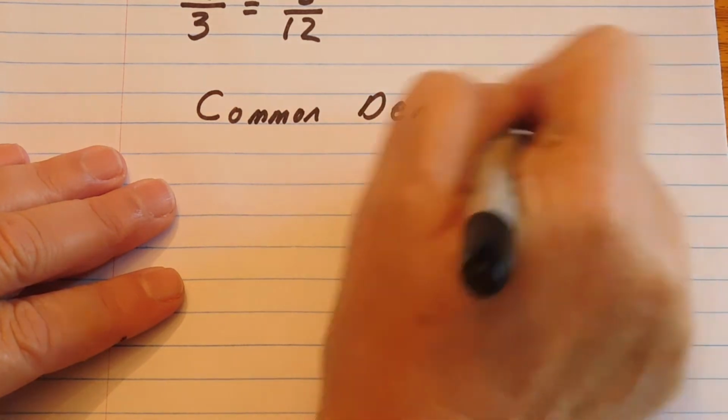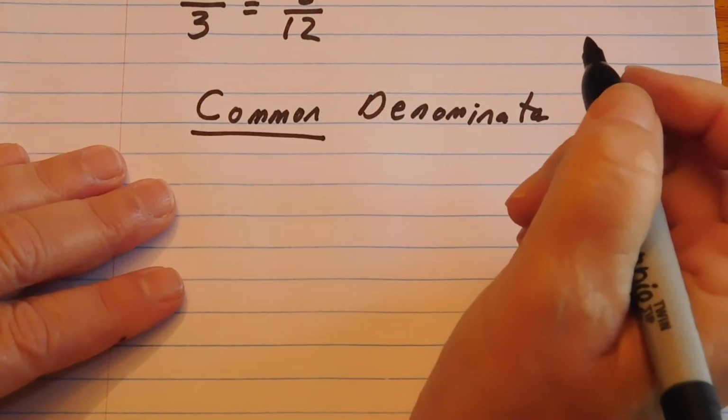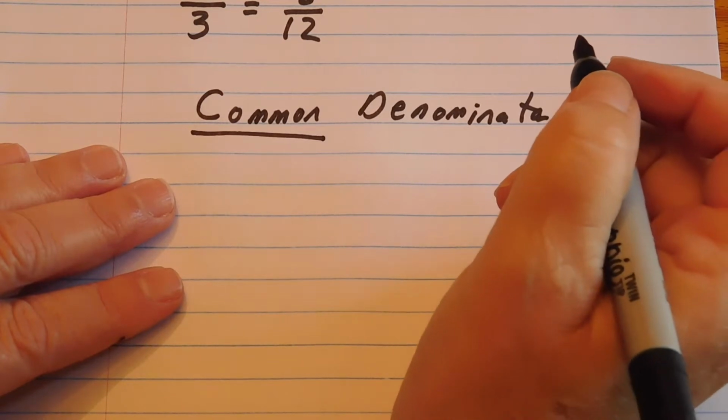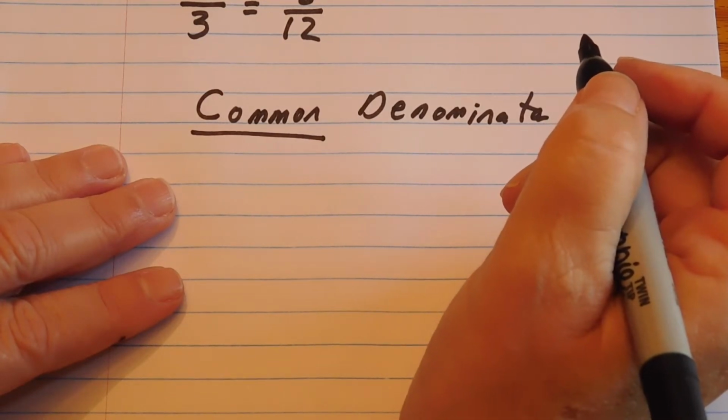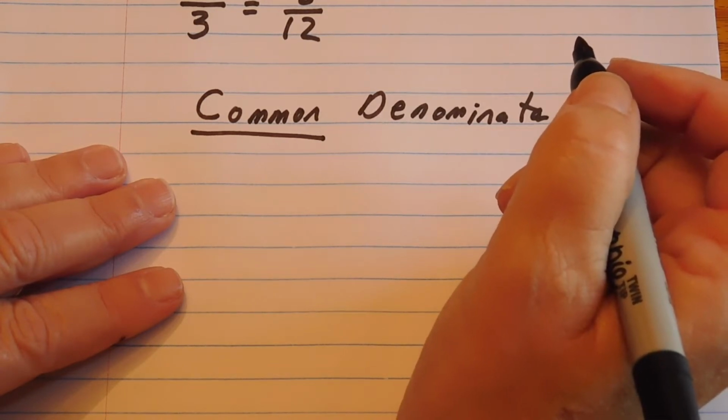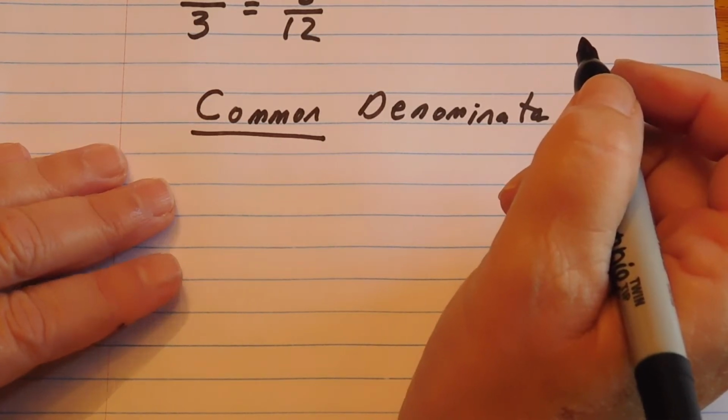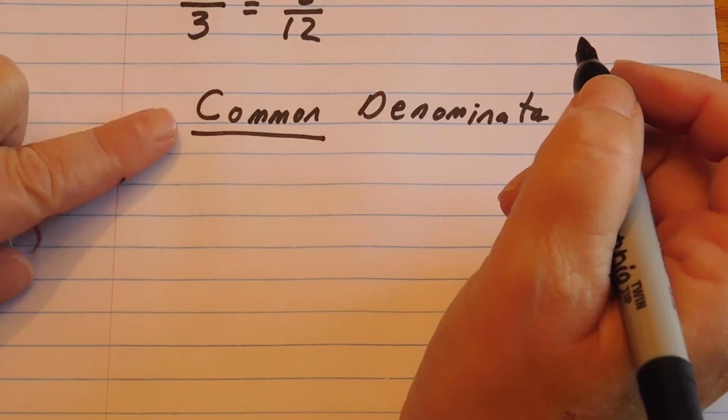Okay, so let's talk about the word common. If you think about what it means in real life, it just means something that is around a lot. Like $1 bills are pretty common. $100 bills are uncommon, okay? So common often means just things being around.